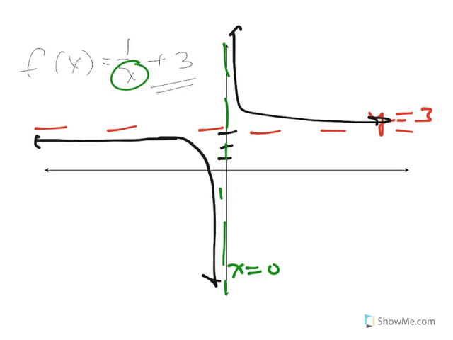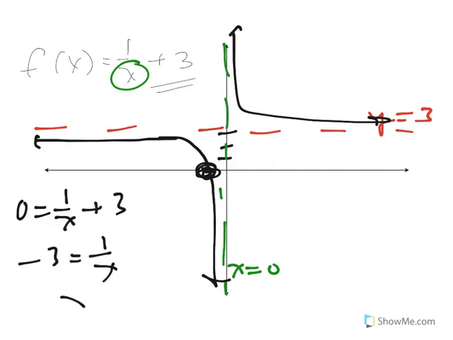It's shifted. Now we have something that hasn't happened before, which is we have an intercept. The other two didn't have intercepts, but this does. And we can actually work out what it is by saying 0 equals 1 over x plus 3, negative 3 equals 1 over x. X is equal to negative 1/3. So we have this negative 1/3 comma 0.